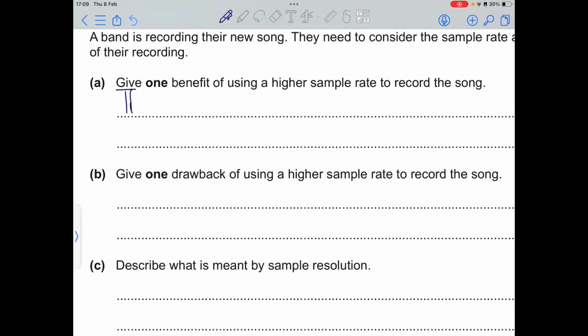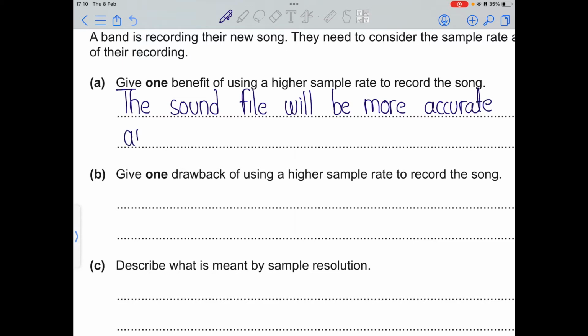So the sound file will be more accurate, and hence closer to the original sound. Because if you're recording something more accurate, it's likely to imitate the original sound much more effectively, and hence closer to the original sound.